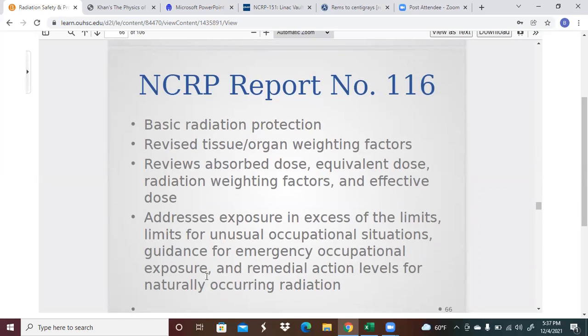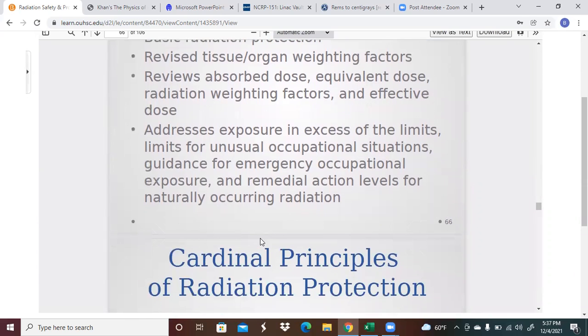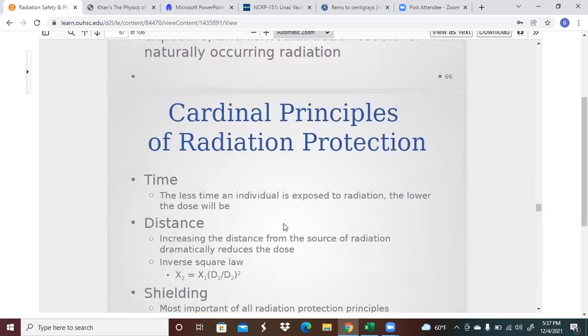116, basic radiation protection, revised tissue and organ weighting factors, reviews absorbed dose, equivalent dose, radiation weighting factors, and effective dose. Addresses exposure in excess of the limits, limits for unusual occupational situations, guidance for emergency occupational exposure, and remedial action levels for naturally occurring radiation.